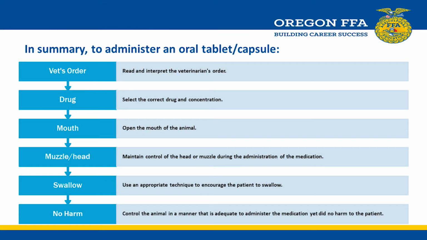So in summary, to properly administer an oral tablet or capsule, you would read and interpret the veterinarian's order, select the correct drug and concentration, open the mouth of the animal, maintain control of the head or muzzle during the administration of the medication, use an appropriate technique to encourage the patient to swallow, and then control the animal in a manner that is adequate to administer the medication, yet do no harm to the patient.